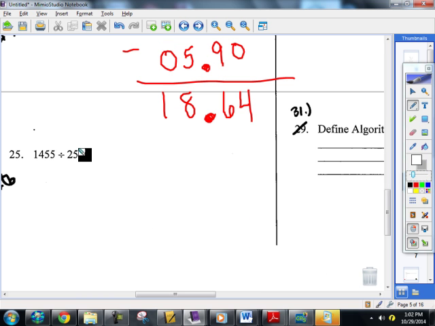First of all, whenever you're doing long division, what's the first thing you need to check for? Your divisor has to be a whole number, right, everybody? Yep. Is it? So we're good to go. There isn't any work we had to do here as far as moving the decimal place or anything. So we're ready to just go ahead. 1,455 divided by 25.